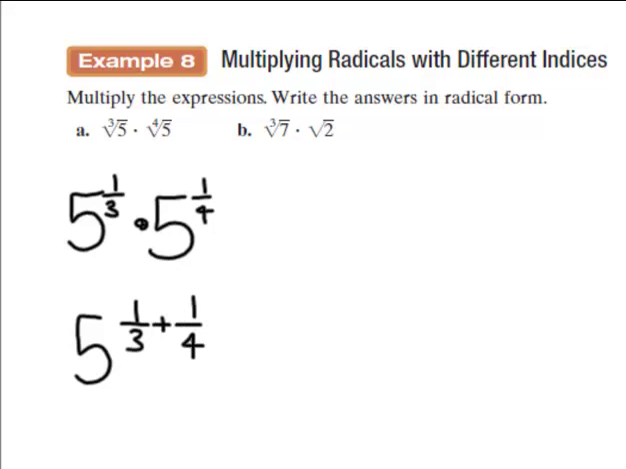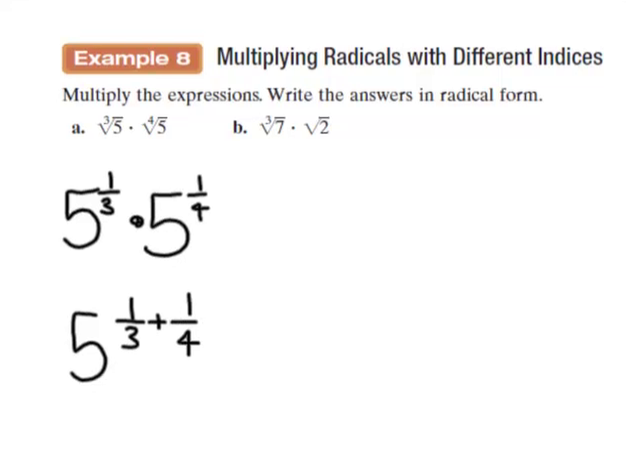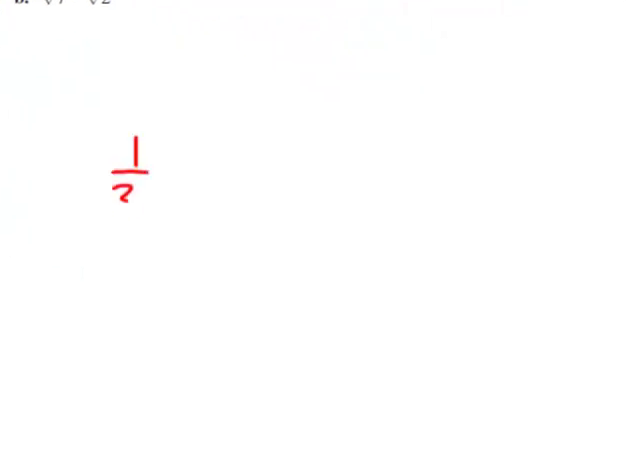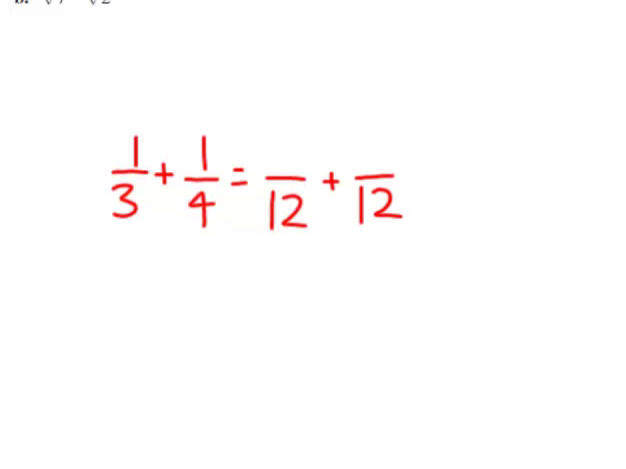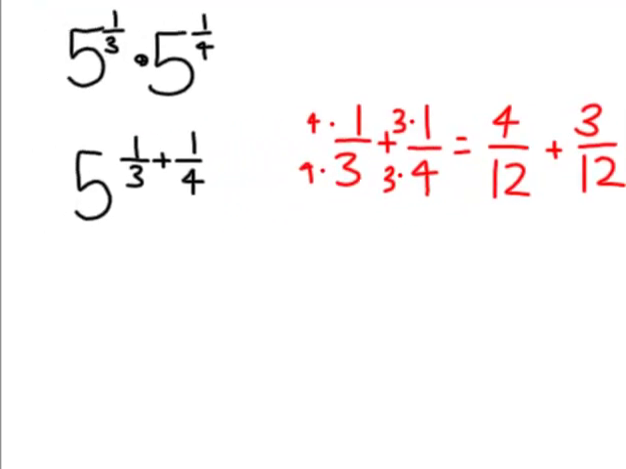So let's have a little side problem of adding 1/3 and 1/4. Got to find an LCD. So 12 is the smallest number that they both fit into. To make 1/3 into twelfths, I got to multiply it by 4 on the top and the bottom. And then to make 1/4 into twelfths, I got to multiply by 3 on top and the bottom. And then we can combine to get 7/12.